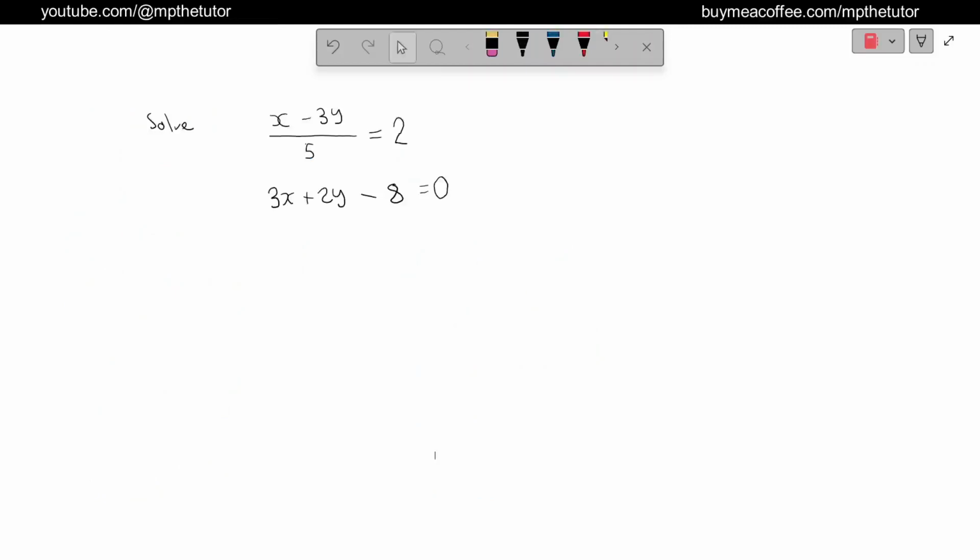So let's look at this next one. So here we have (x minus 3y) divided by 5, or over 5, equals 2, and 3x plus 2y minus 8 equals 0. Well, the very first thing I'm going to do is kind of sort out this fraction.